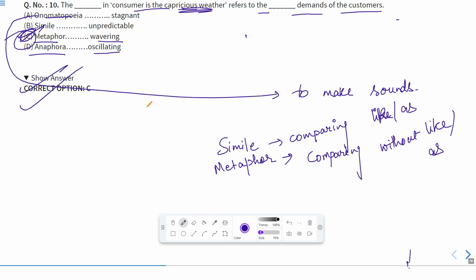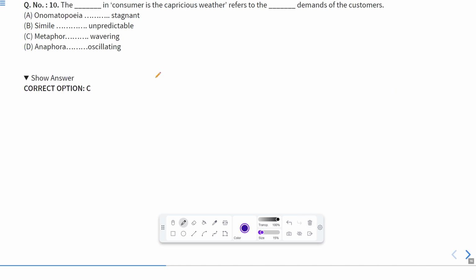That is, it is metaphor, and in the other blank the word wavering will come. So the correct sentence will be: the metaphor in "consumer is the capricious weather" refers to the wavering demands of the customers. So according to this, C is the correct answer. Now we have done 10 questions till now of two passages, passage number 1 and passage number 2. Now we'll do passage number 3.